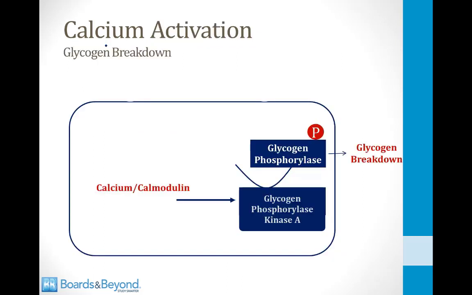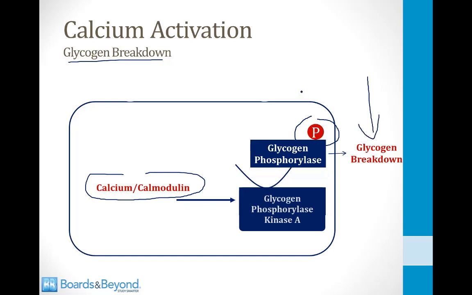This is a slide from the module on glycogen showing how glycogen breakdown is enhanced by calcium. When calcium is released inside of myocytes, the calcium calmodulin complex can stimulate glycogen phosphorylase kinase A. This will phosphorylate glycogen phosphorylase, which makes the enzyme more active, and that speeds up glycogen breakdown, which is what you want to have happen when you are exercising.